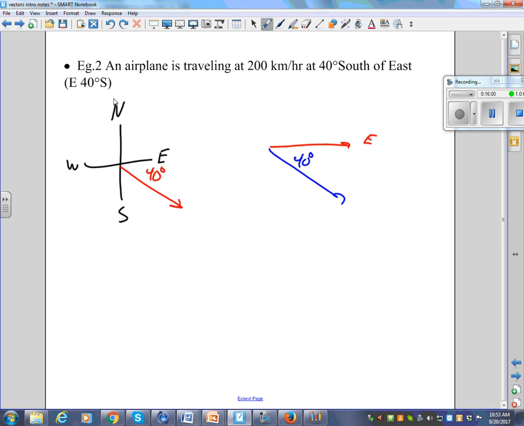What kind of objects might travel at 40 degrees south of east? Like, who would have to know that? Who in their right mind cares about this? Pilots that navigate. People that are navigating on boats need to be able to do this. Okay?